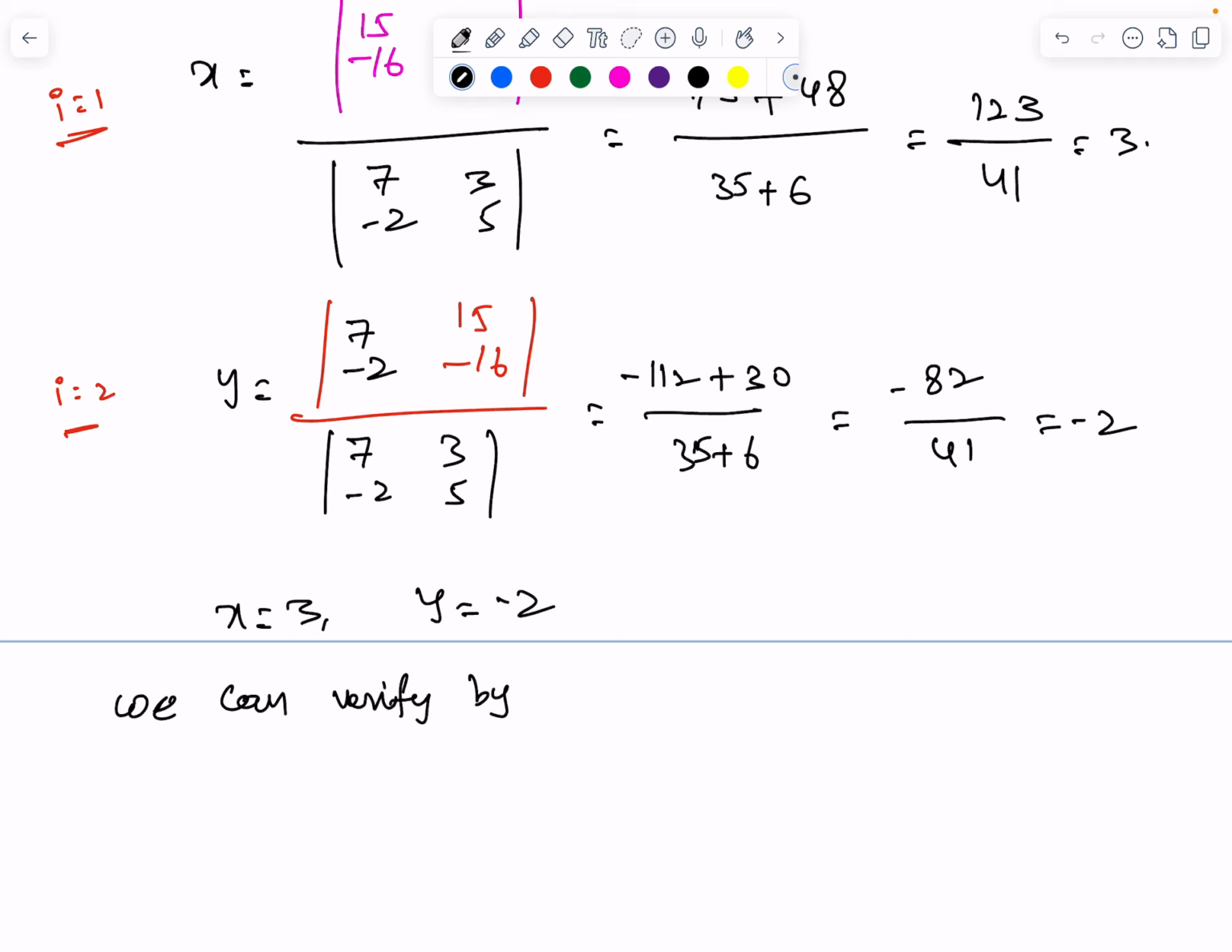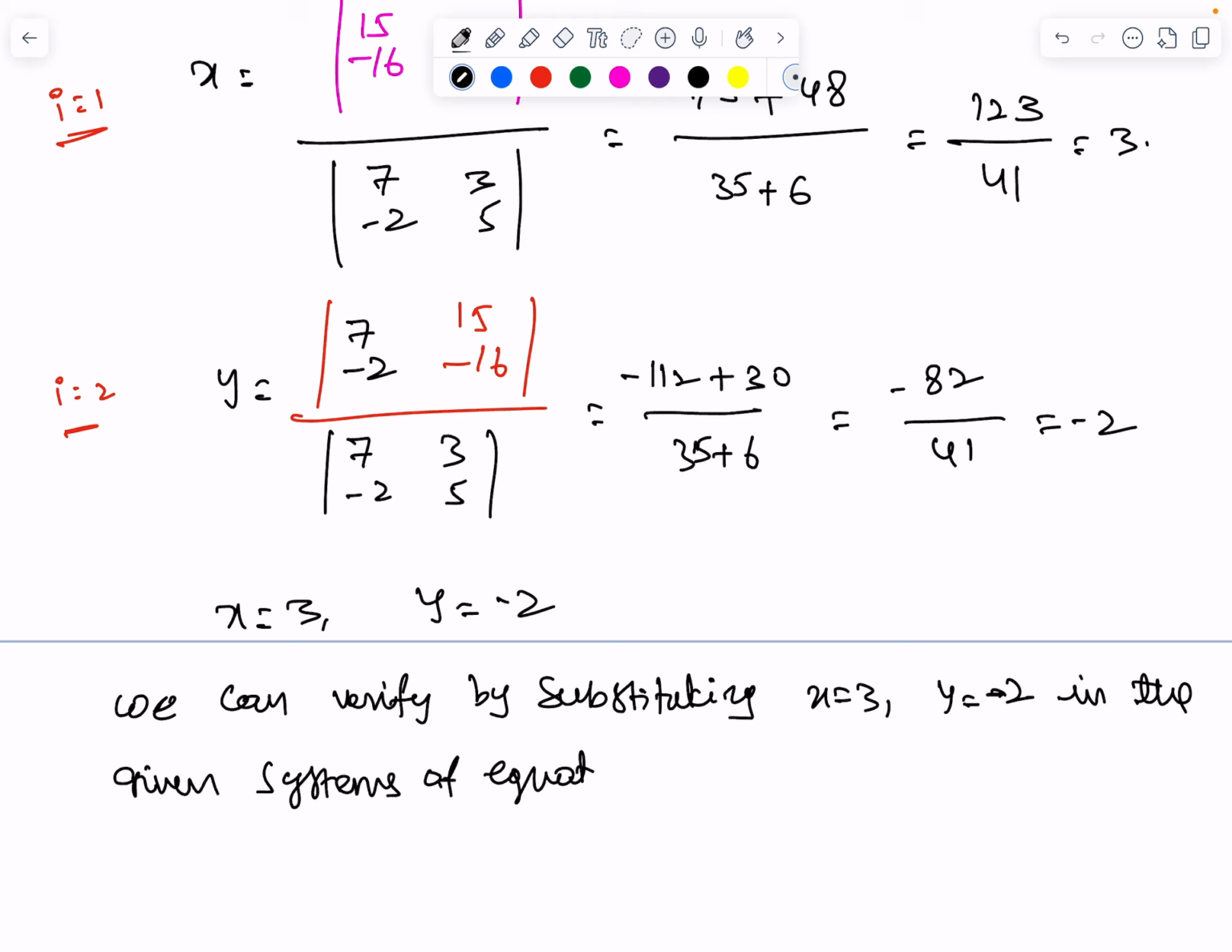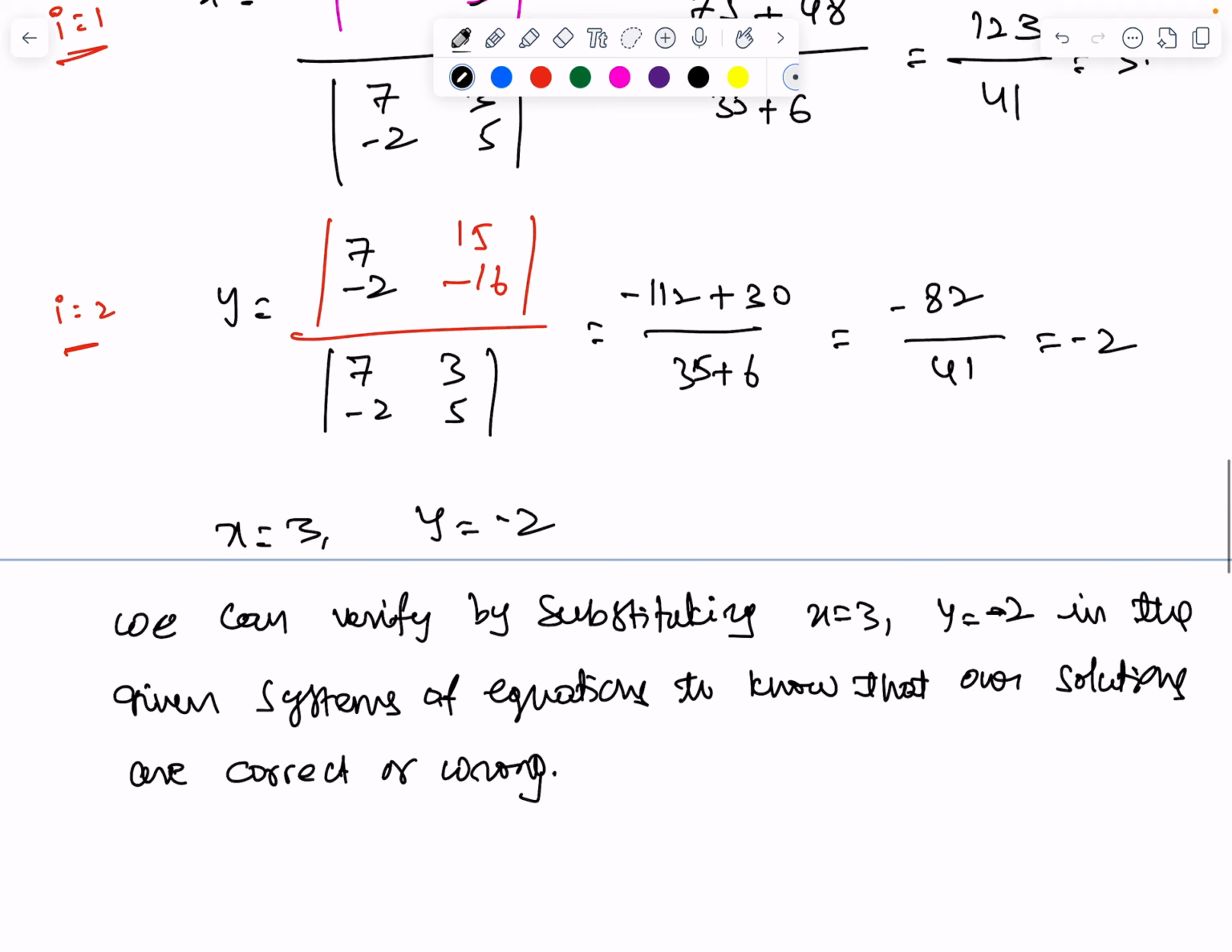Now we can verify by substituting x equal to 3, y is equal to minus 2 in the given system of equations to know whether our solutions are correct or wrong. So how do you do that?